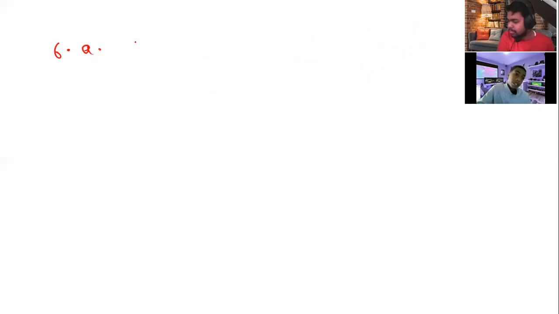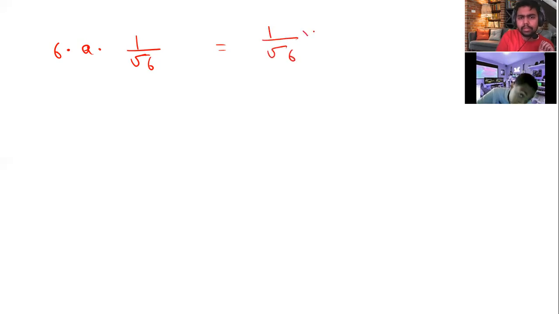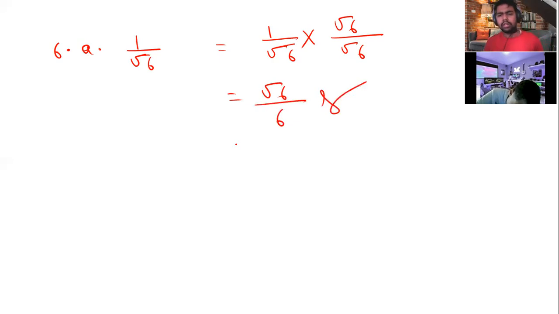6a, right? So it would be 1 by root 6. How to solve this one? Oh, this is easy. This is very easy. You will multiply. Wait, let me write here 6. You do what here? Okay, you don't see the screen, you solve by your own.